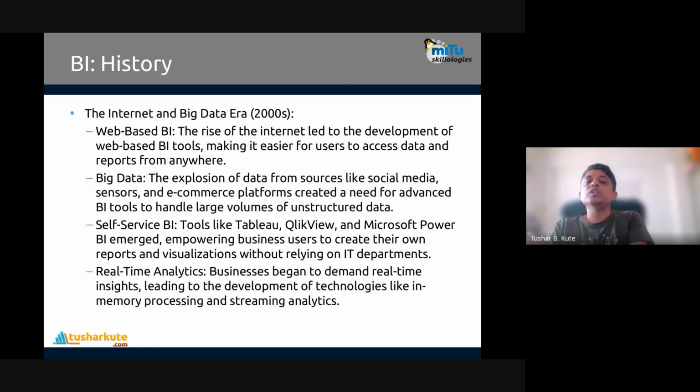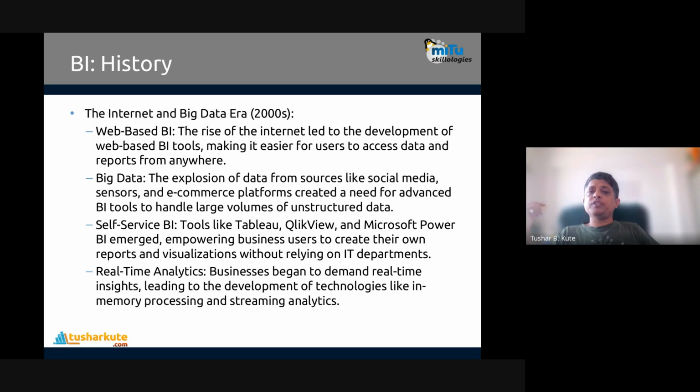Now, from 2000 onwards, we entered another era, the internet, the web. We entered the era of cloud-based systems and artificial intelligence, where these technologies handle the data and help make informed BI decisions. First was web-based BI, meaning data is now made available on the internet. The rise of the internet led to the development of web-based BI tools, making it easier to access data and reports from anywhere in the 2000s. Then one more very important term came into the picture: big data.